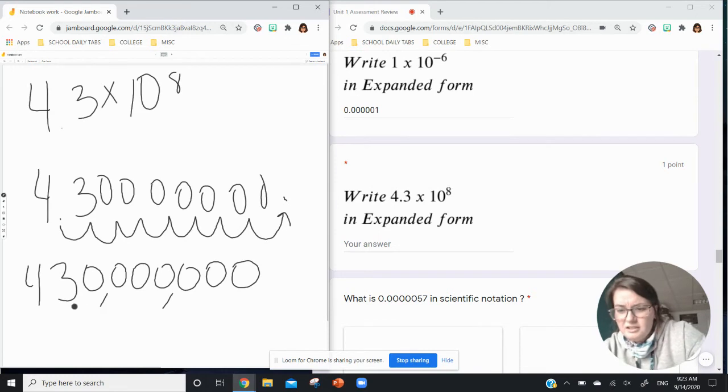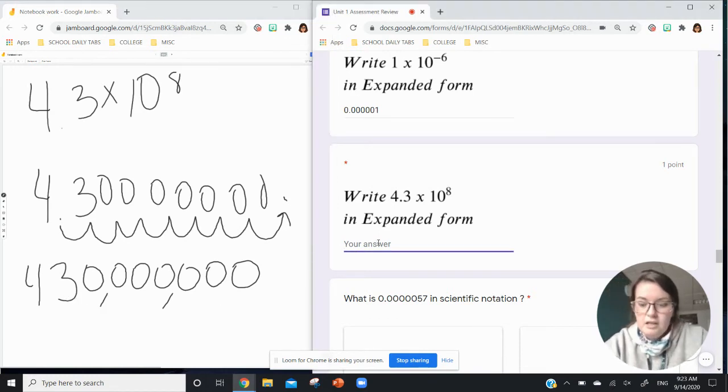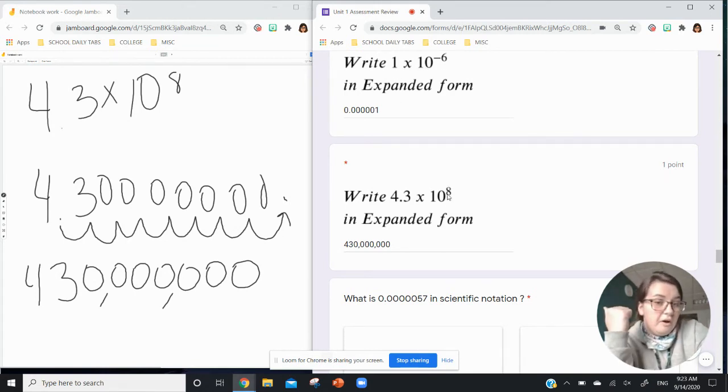So that looks like 430 million. Hopefully I said that right. This should take it with commas and without. So if you didn't put commas in, you should be good. That's how I got that. So if it's a negative exponent here, we move the decimal to the left. It's a positive exponent here, so I move it to the right.